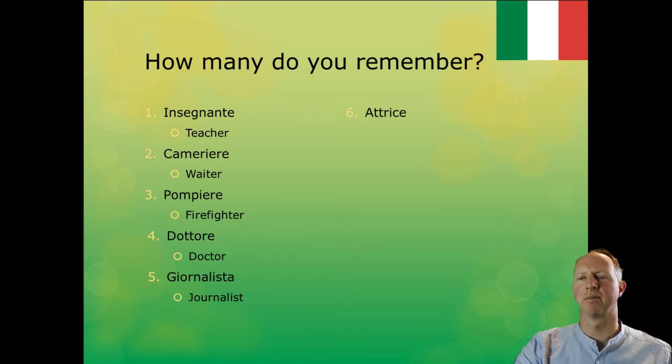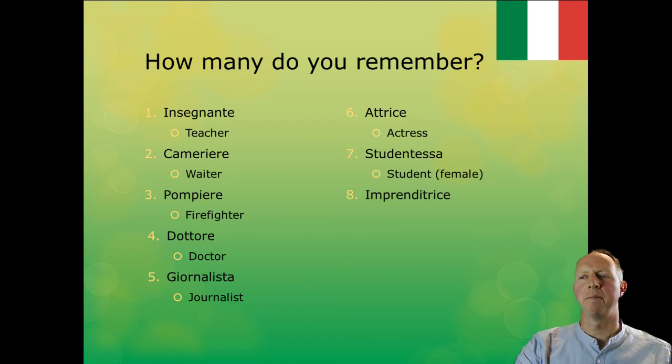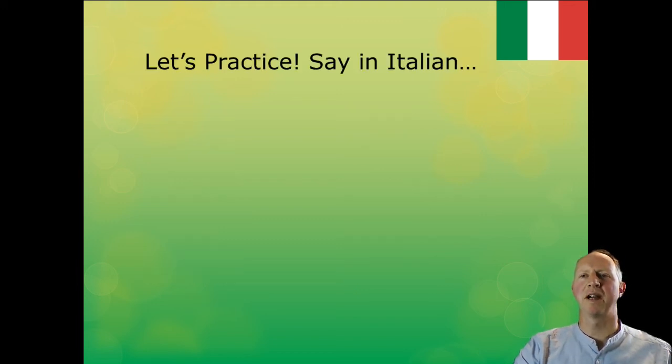Attrice, that was actress. Studentessa, very easy, is a female student. Imprenditrice is a businesswoman. Cantante is a singer. And finally, pensionato is a retiree, a retired person. So let's practice. I'm going to give you a phrase in English and I want you to try and say it out loud in Italian. I'll give you about 5 seconds and then we'll check the answer.